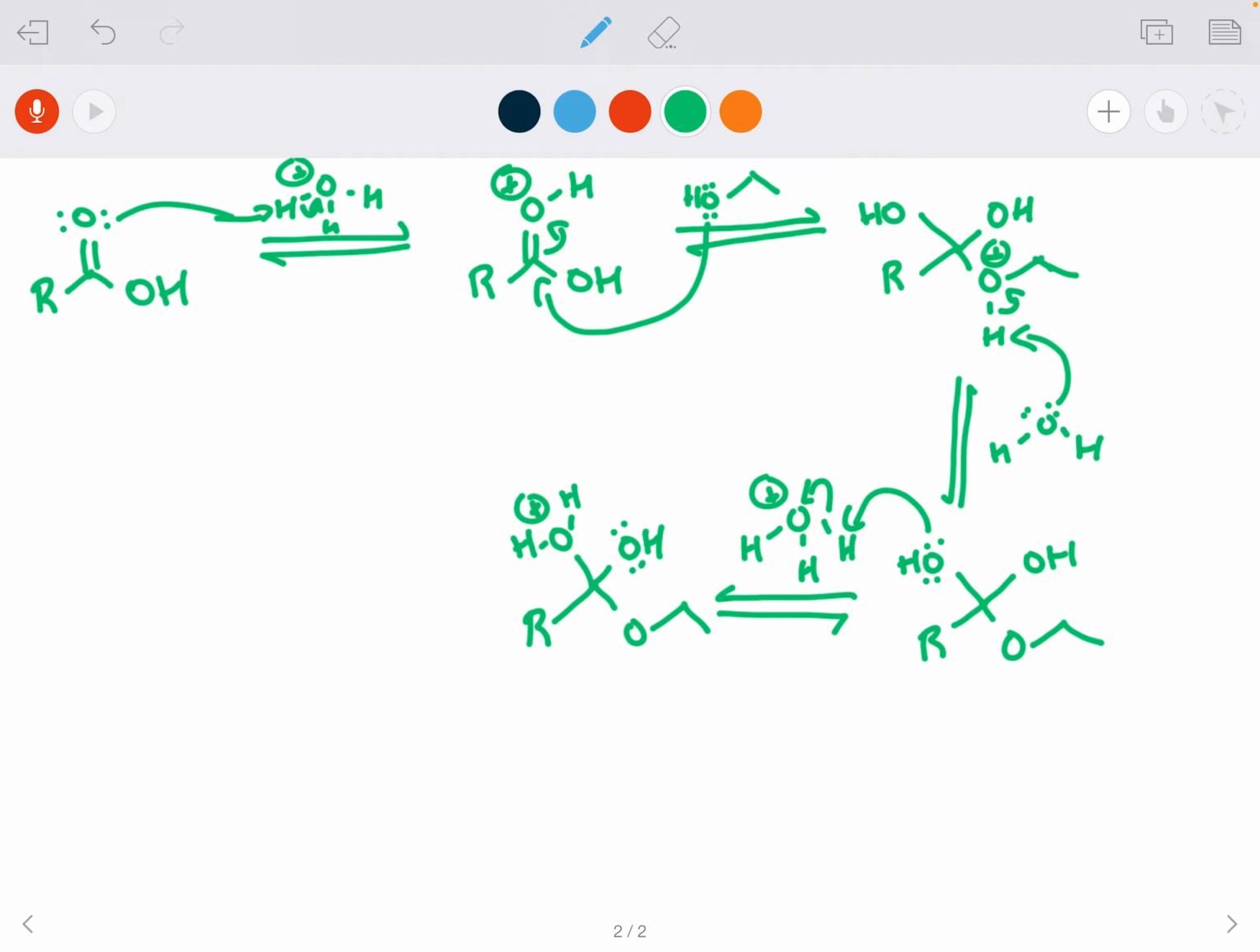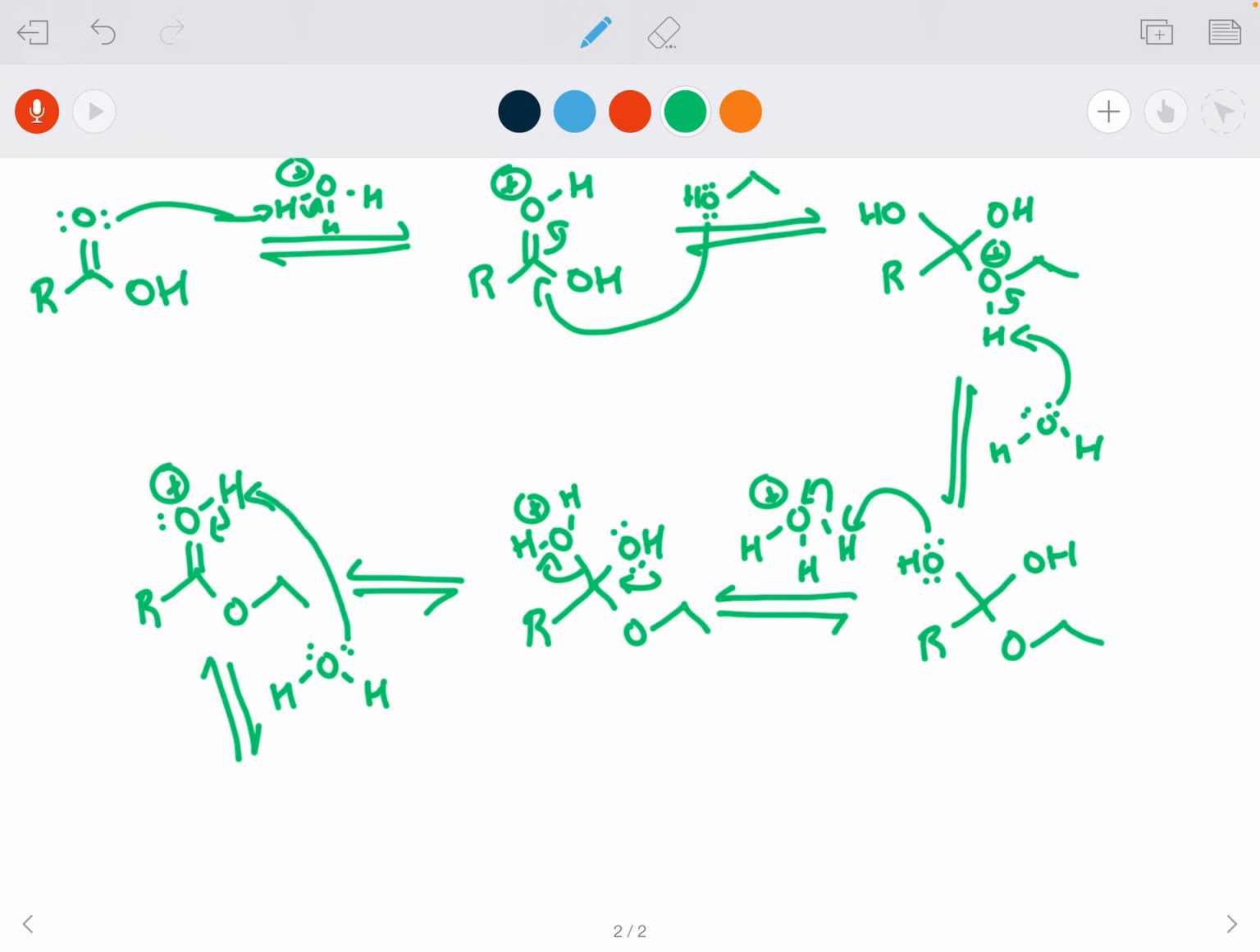Okay, so now the lone pair from the OH comes down in to form the double bond, and we kick off the water. So last step is going to be to deprotonate the carbonyl to get my final product. So I'll deprotonate again with water to get my ester. So that is the Fischer esterification process.